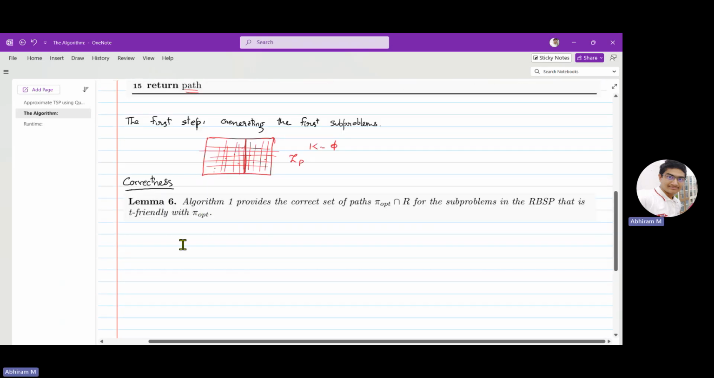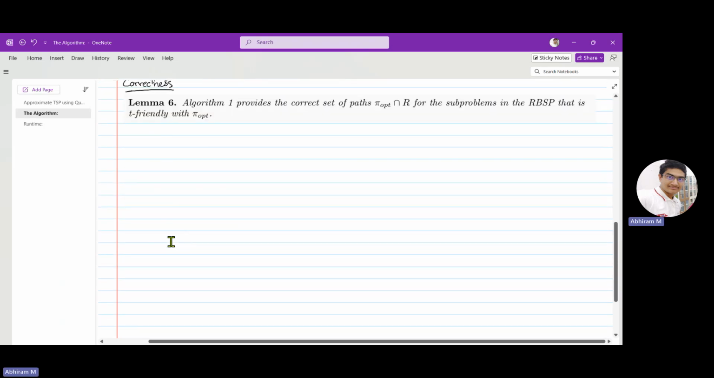Okay. So the first thing that we need to work out is the correctness. We want to show that, okay, first I'll just state the lemma that Algorithm 1 provides the correct set of paths for the subproblems in the RBSP that is t-friendly with pi-opt. So this whole algorithm only works if there is some pi-opt, right? So let this be our pi-opt.